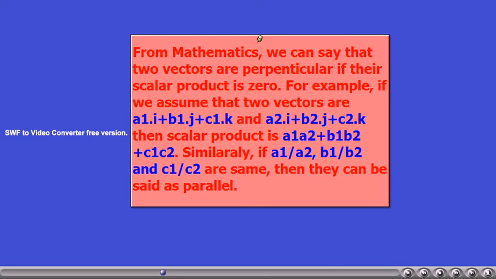Similarly, in order to check whether two vectors are parallel or not, we have to compare a1 by a2, b1 by b2, c1 by c2 values. If all of them are same, then we can say the vectors are parallel. Otherwise, the vectors can be declared as oblique.